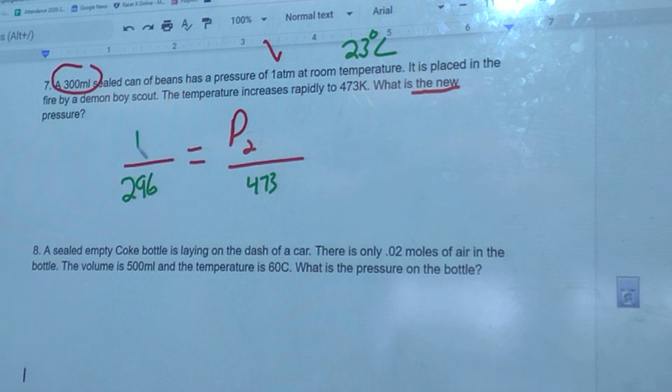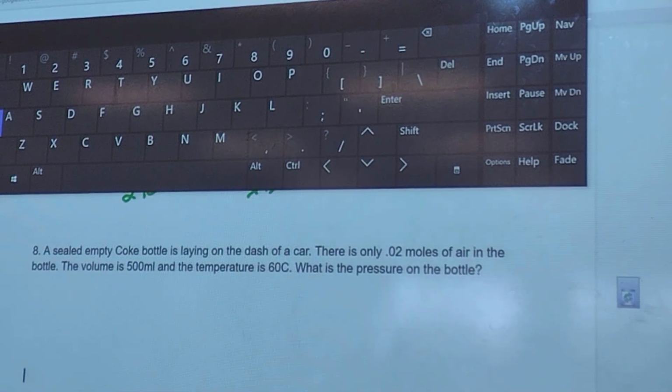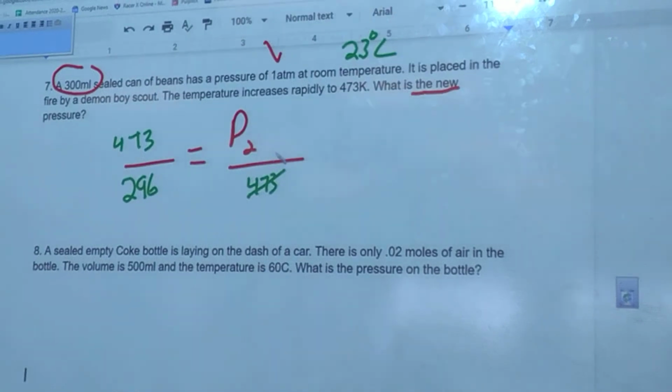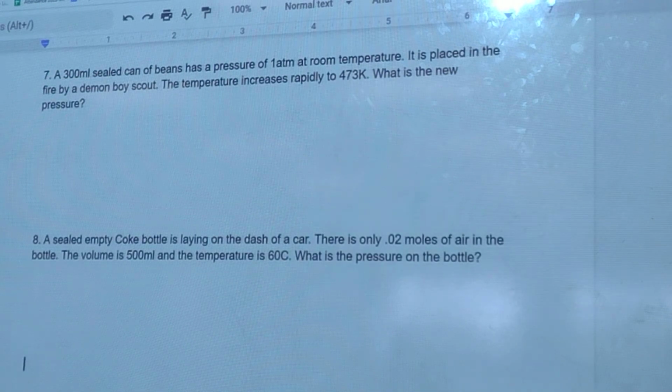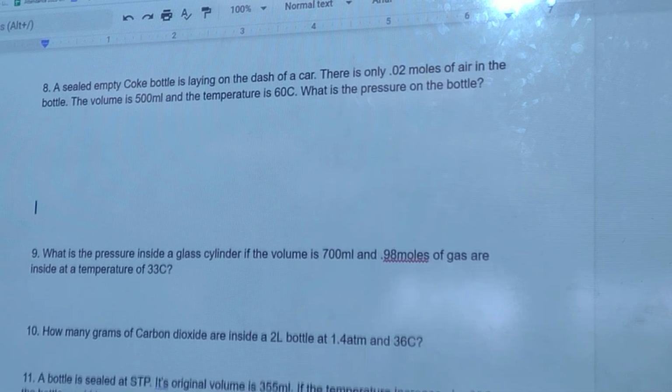This is 1 over 296 equals P over 473. We will cross multiply. 473 divided by 296. 1.6 atmospheres. I don't know why that keeps happening, but it does make me angry. 1.6 atmospheres is the new pressure. All right? I could understand if that was a little bit tricky for you.